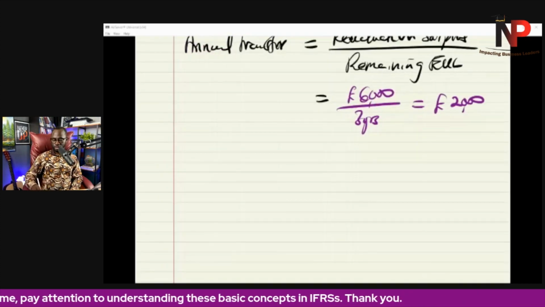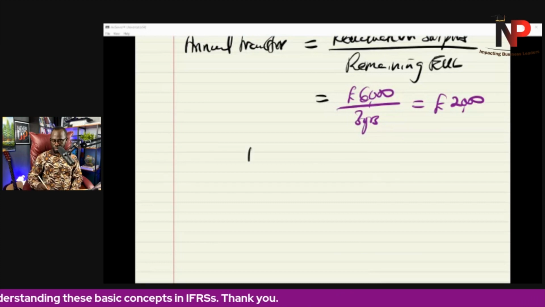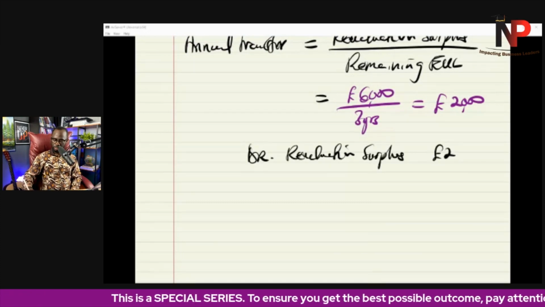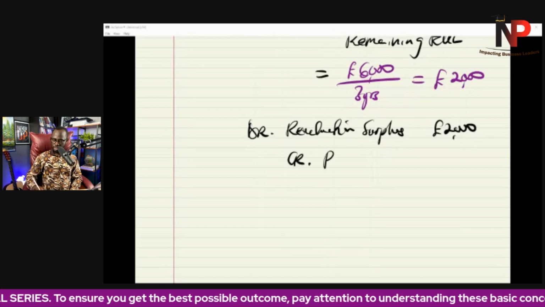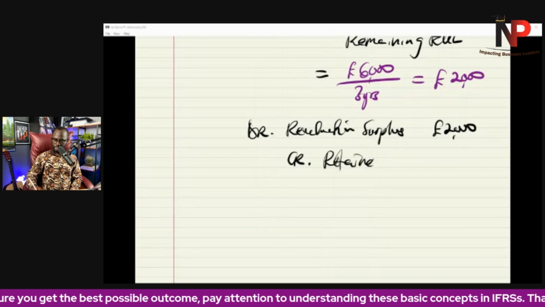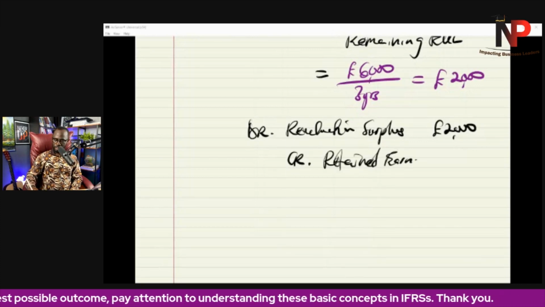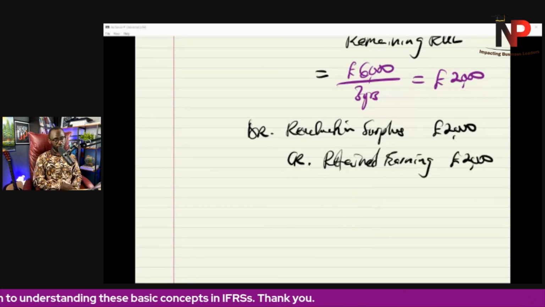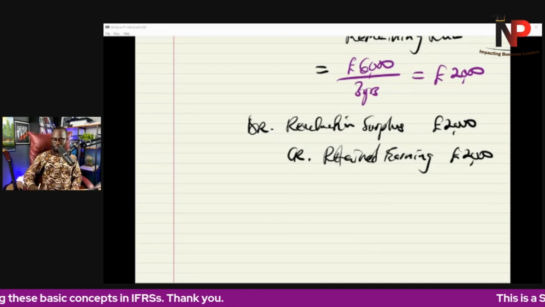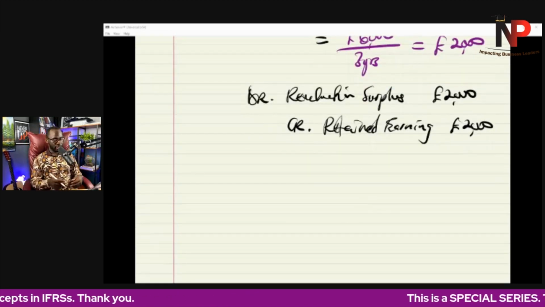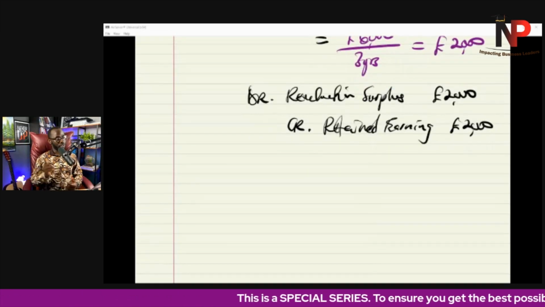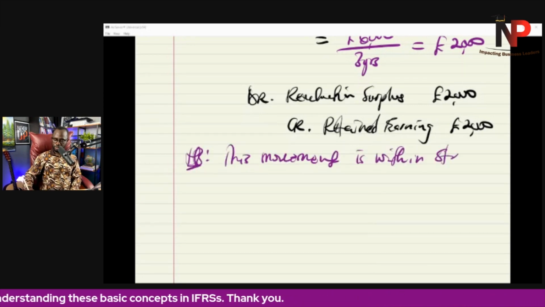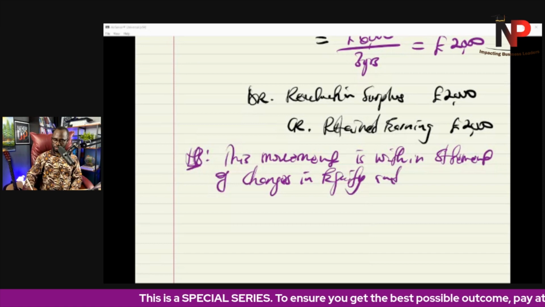And what is the journal entry on that? You know that already. We said we will debit the revaluation surplus, which is 2,000, and then credit retained earnings, so that we reverse the effect of the excess depreciation causing the reduction in the profit for the year. Now remember, this occurs in the statement of changes in equity, not in P&L. So this movement is within the statement of changes in equity and not P&L.